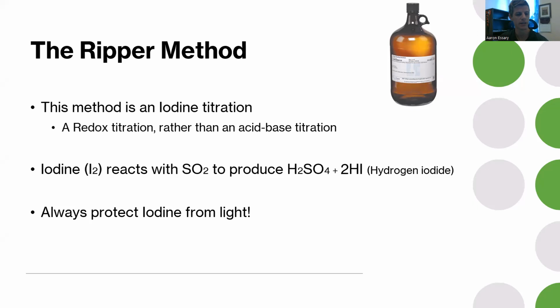Always, if you're going to use this method, always protect iodine from light. So iodine is sensitive to light. It comes in an amber jar for a reason. And if you have iodine, keep it in dark storage. Put something over it or block it out using a black cloth. Light is no good for iodine.